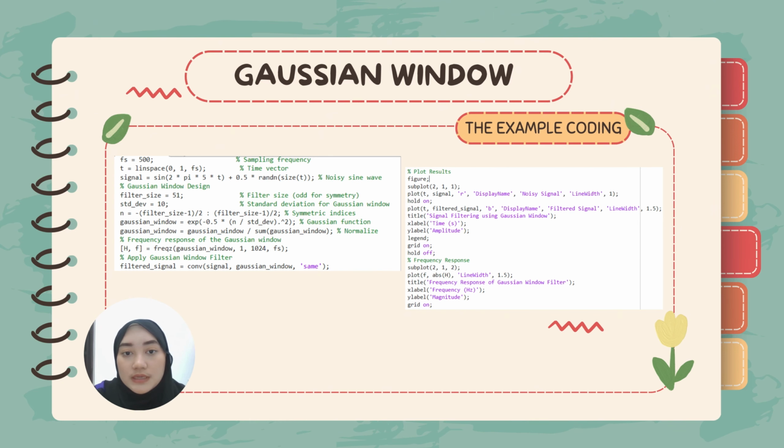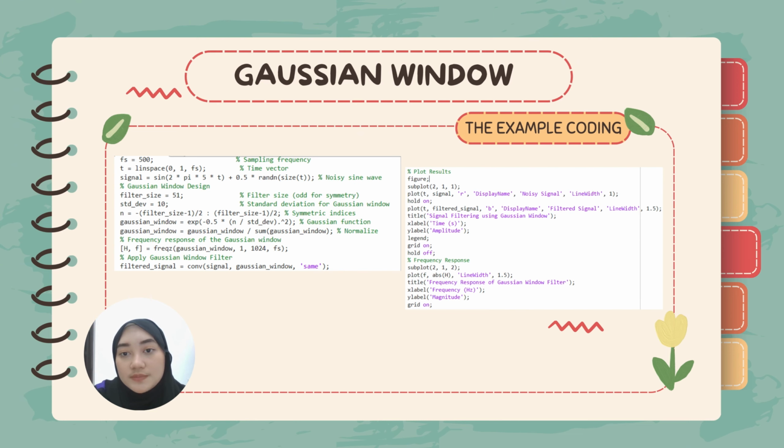This window is normalized to ensure its values sum to 1, preserving the signal's amplitude. The frequency response of the Gaussian filter is computed using the freqz function, which returns the magnitude response over 1024 frequency points for the given sampling rate. The noisy signal is then filtered by convolving it with the Gaussian window, with the same option ensuring the output signal matches the input signal length.